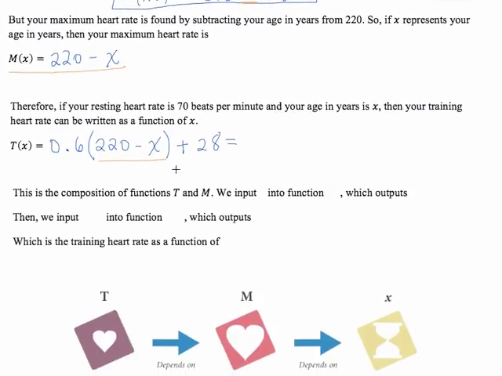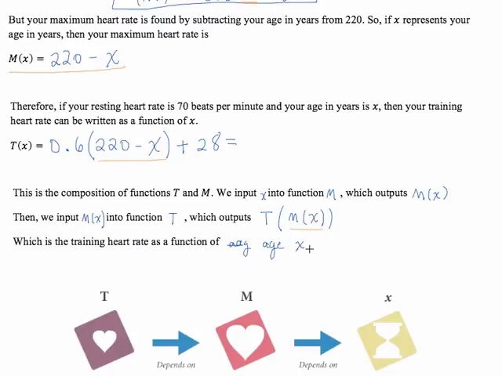So the composition of functions is T and M. If we put X into function M, that outputs M of X. Then if we input M of X into the function T, that outputs T of M of X. It's a function inside of another function, where this M of X function is what I would call the inside function because it's inside this other function T. So this makes the training heart rate a function of age X.